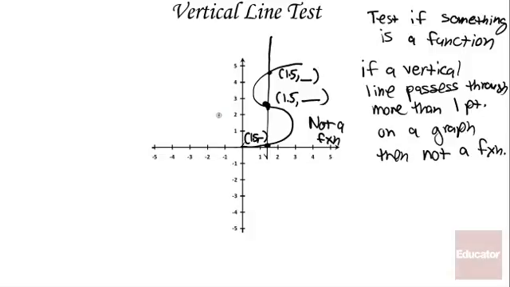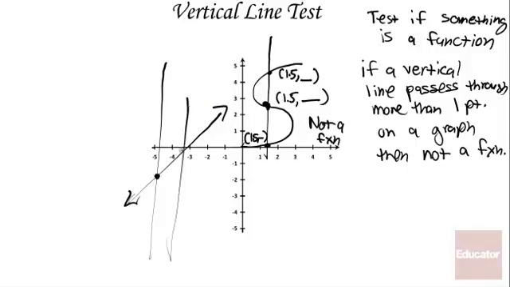Let's take a different case. Let's say I have a graph of a line right here. Now, if I look at this line and I put a vertical line through it anywhere, it's only going to pass through one point on the line. This passed the vertical line test because my vertical line passed through only one point on the graph. This did not pass the vertical line test, so it is not a function. And that is a visual way of deciding if you have a function or not.